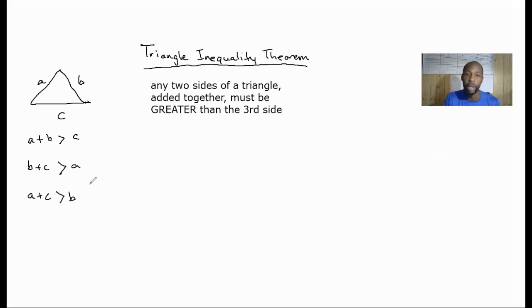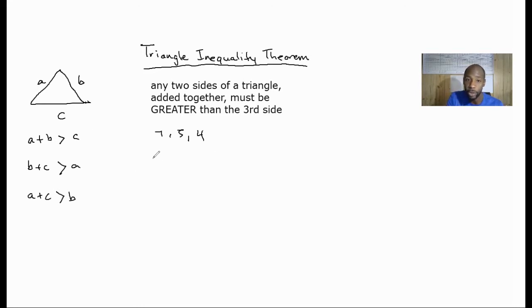Very straightforward. All right, so let's look at this in a practical example. Say, for example, you have these sides here. Let's say that one side is equal to 7, another side is equal to 5, and another side is equal to 4. All right, so let's check this out. Again, any two sides added together has to be greater than the third side. So you literally have to do all three of these steps.